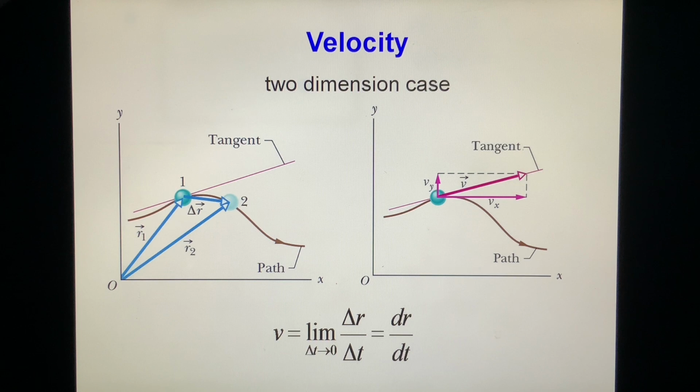By definition, v equals the limit of delta r over delta t as delta t goes to 0. This delta r over delta t is the average velocity. If we take delta t smaller and approach 0, you take the limit, and this is the definition in calculus, dr dt. This is for 2 dimensions.